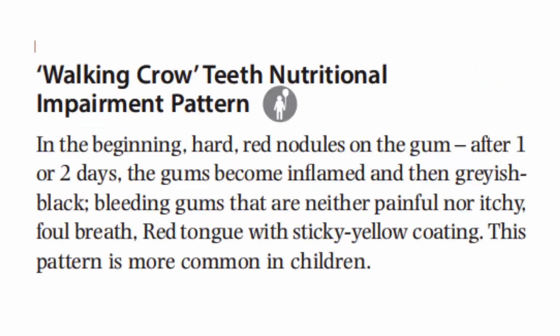Walking crow teeth nutritional impairment pattern. In the beginning, hard red nodules on the gum. After one or two days, the gums become inflamed and then grayish black. Bleeding gums that are neither painful nor itchy, foul breath. Red tongue with sticky yellow coating. This pattern is more common in children.